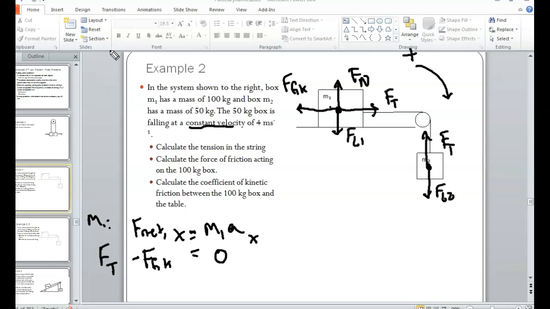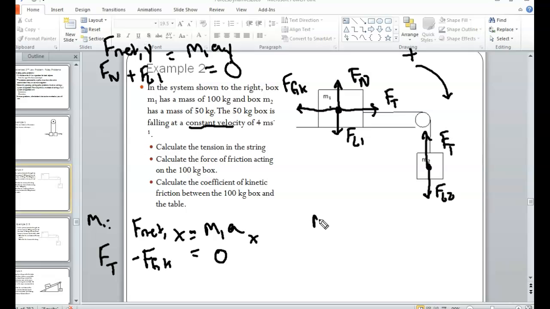And then, technically speaking, I also have an F net y equation, which I'll come back to later. F net y equals M1AY. It's definitely not accelerating in the y direction no matter what. And so that's going to be 0. And then I just have FN plus FG1, just like I normally would. Those have nothing to do with the pulley problem. That's just like a basic second law problem right there.